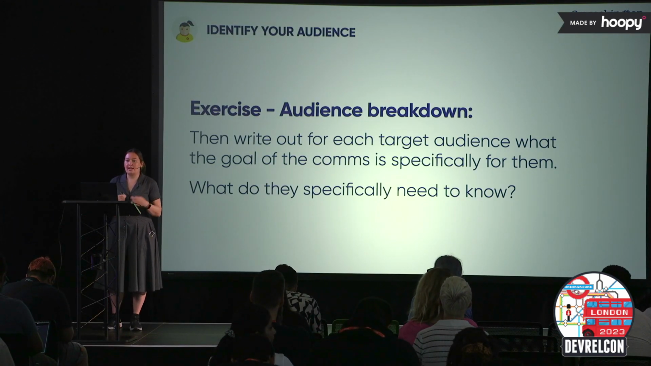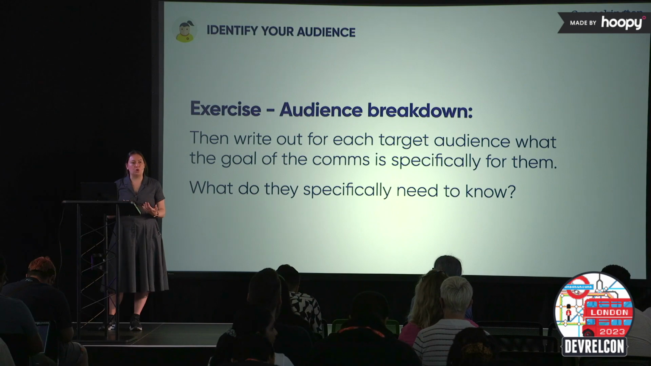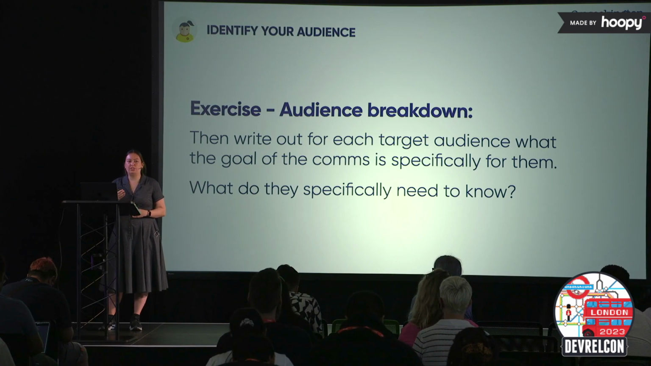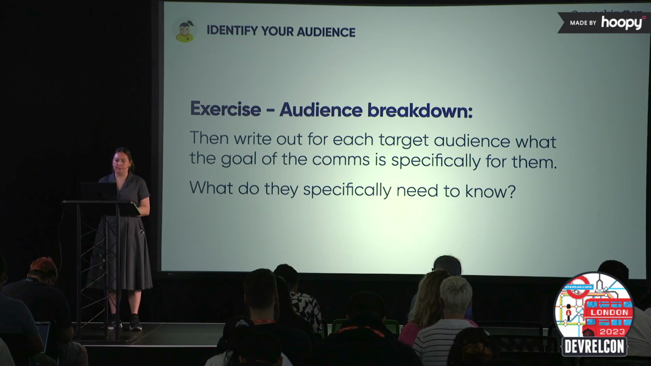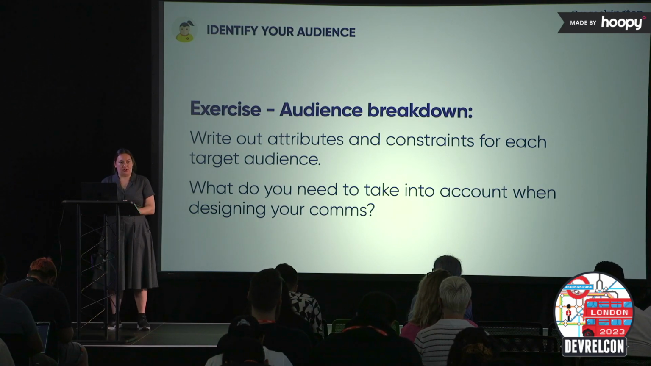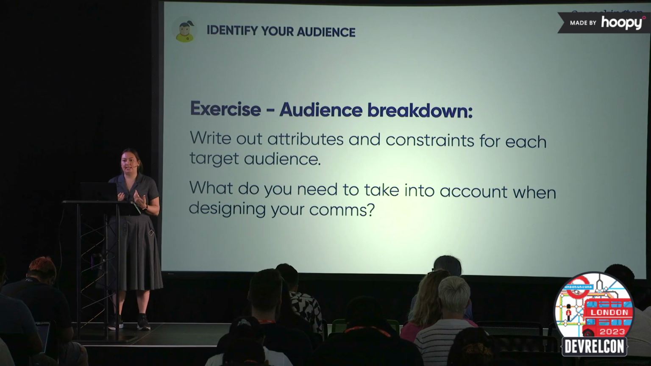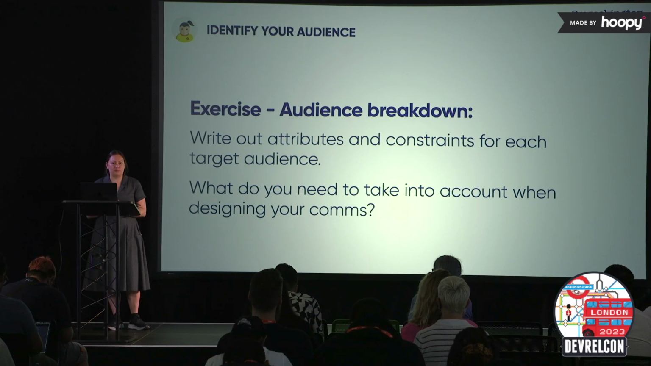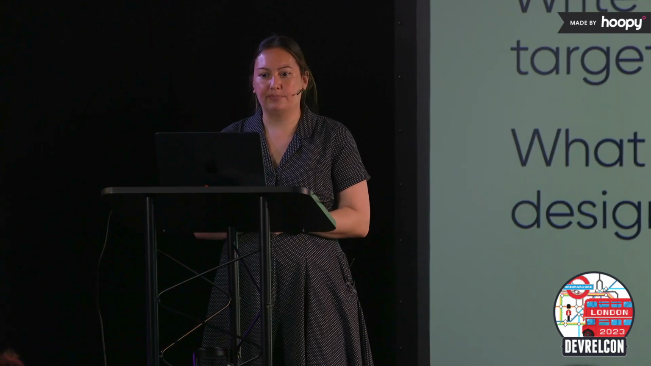So then write out for each of these groups what the goal of the comms is for each of them. What do they specifically need to know? And then write out the attributes and constraints for each target audience. So what do you need to take into account when designing your comms? So this could be things like, well, this specific community only interacts with us on IRC, while this other community has a mailing list or Discord.